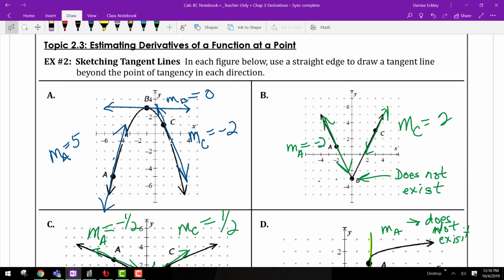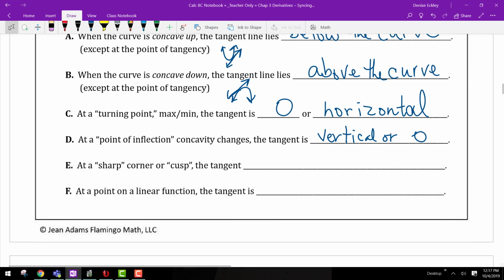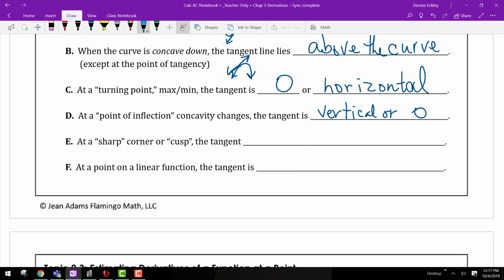So if you have a curve that goes like that, this point about halfway down here is called the inflection point, because that's where this specific curve is changing from being concave down till it gets to that point, and then it flips over and it's now concave up. So that's called the inflection point. It's where it changes directions of its concavity. So at a sharp corner, a cusp, the tangent does not exist.